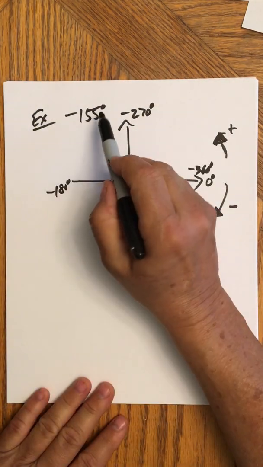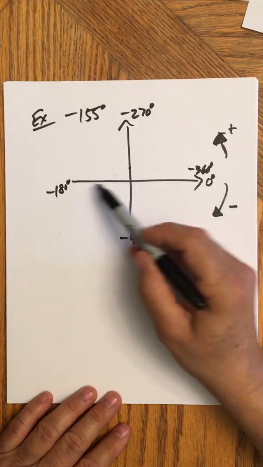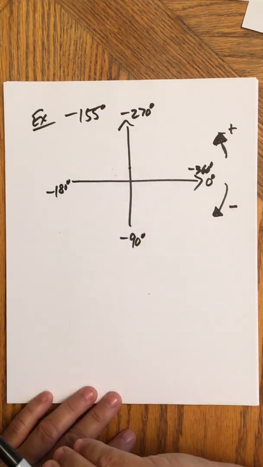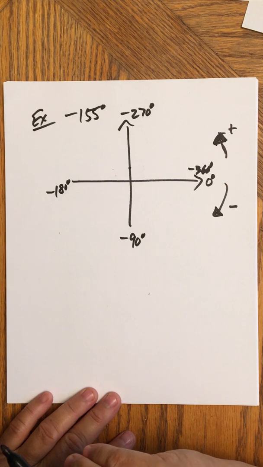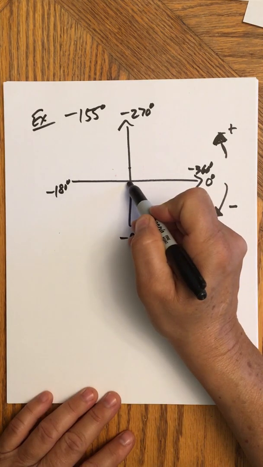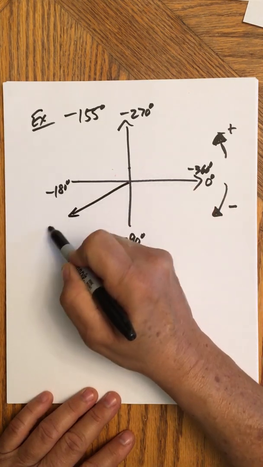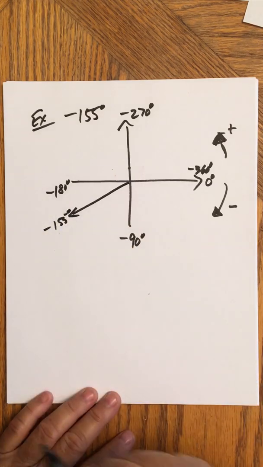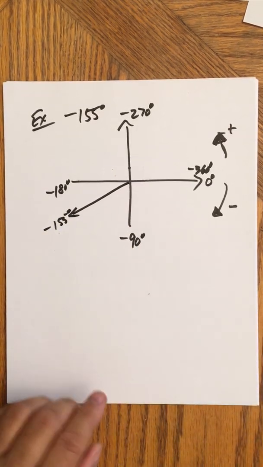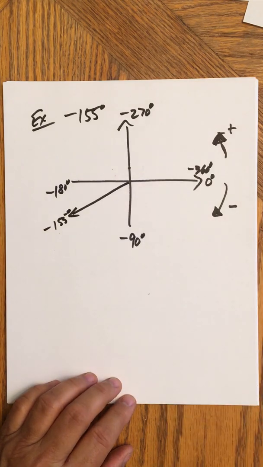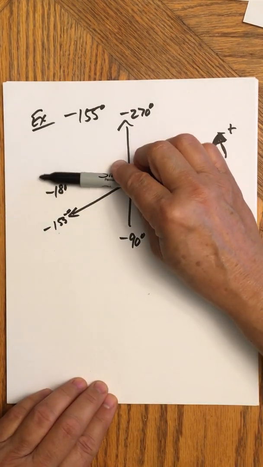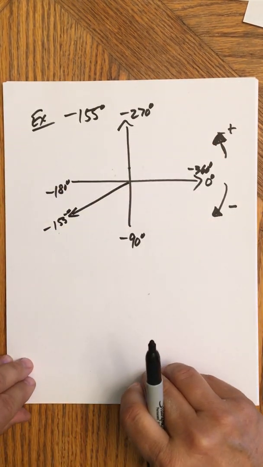So where would negative 155 be? Well, it would be somewhere here in quadrant 3, right? Basically, you're going to back off a little bit from negative 180, here, negative 155. That's about 25 degrees away from negative 180. So if you finished it off, you'd go an extra about 25 degrees. All right.